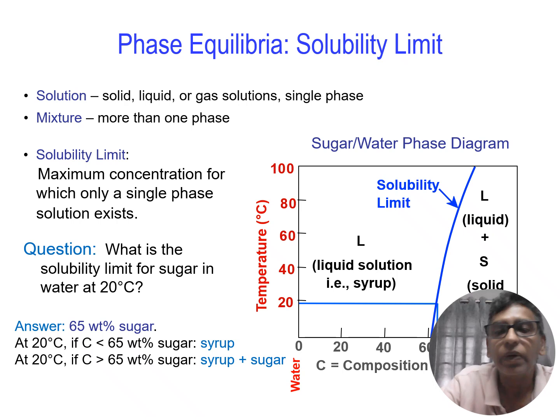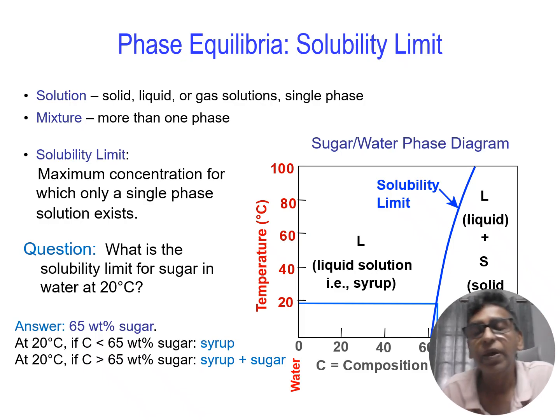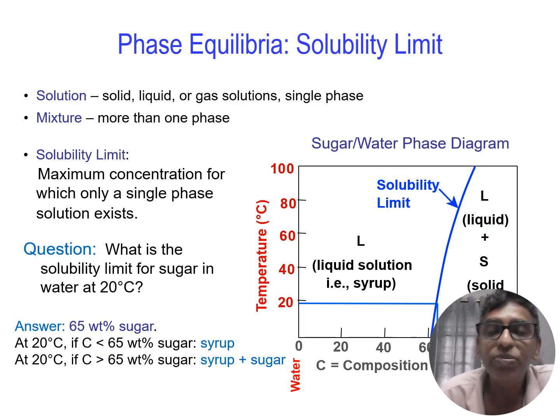So this particular line indicates that on the left side the sugar is completely dissolved, and that is called a solution. Beyond that, if you add more percentage of sugar, it will have a liquid as well as a solid phase, two phases.